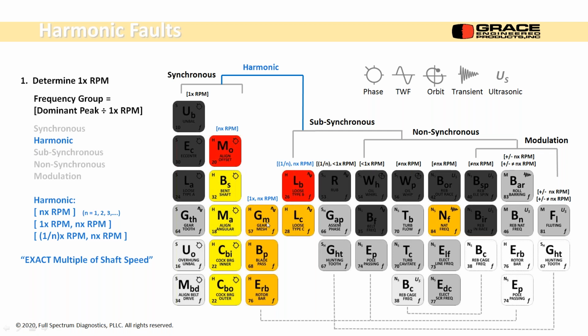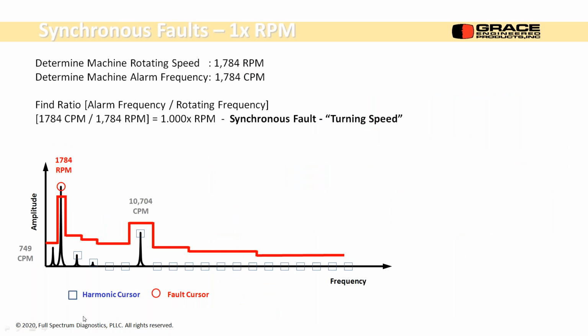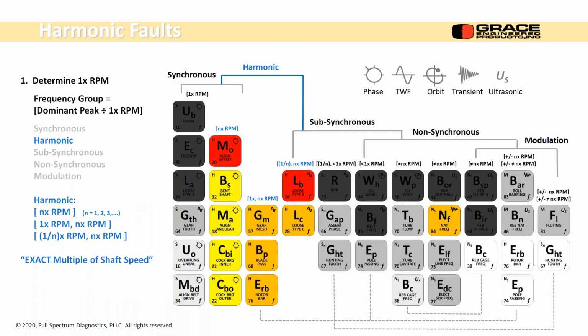This column is based on the design of the machine. So I'll get a gear mesh at whatever the tooth count times running speed is. So if I have 53 teeth on my gear, I'll get a 53 times running speed peak in the spectrum. If I have blade pass frequency like that last example, 10,704, and I divide it by 1784, I'll get exactly 6 times. So 1, 2, 3, 4, 5, I'll get exactly 6 times running speed. That'll be my harmonic. Okay.